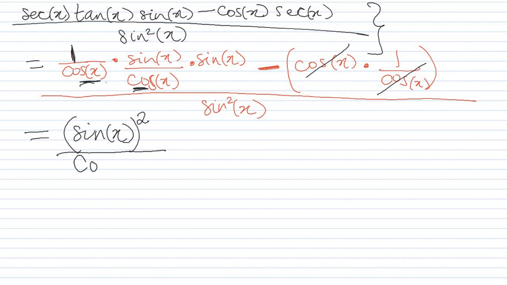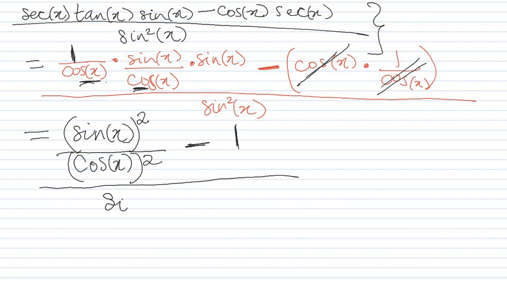And we have cosine x. Since there are two of them multiplied by each other, we put a squared, minus this one cancels this one, so we can just put 1. All of that divided by sine squared of x, or sine x all squared. So one thing we can do is to split the fraction.